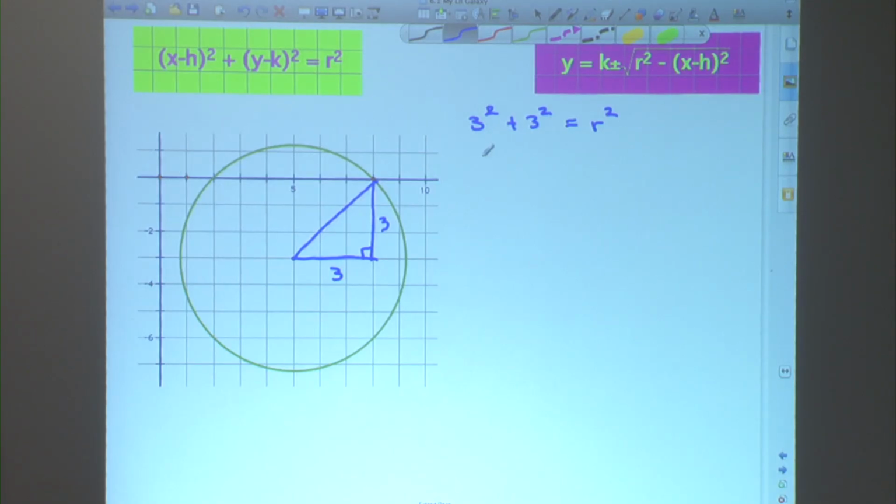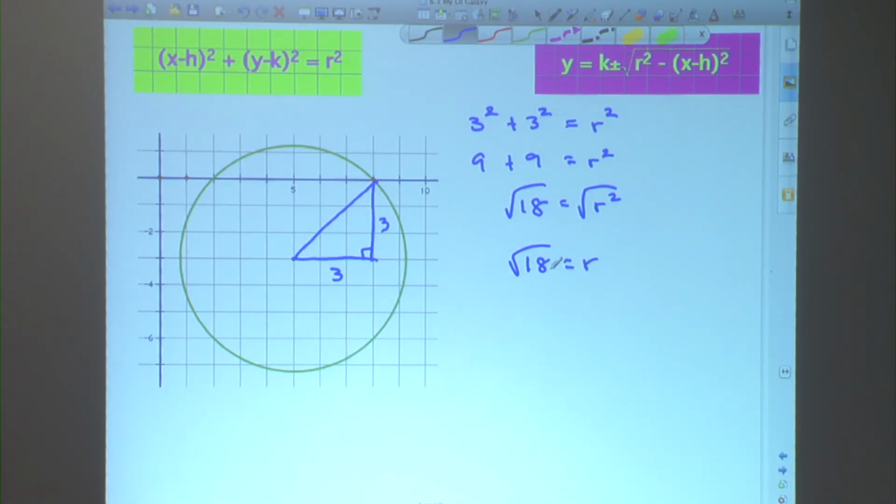Okay, so we've got 3 squared is 9, plus 3 squared is 9, equals our radius squared. So what's our radius? 4.7. What's our exact radius? Don't give me the approximate. That's a decimal value. That's approximately it. What's our exact radius? How do I get that? Square root it. I'd say 4.24 on a good day.